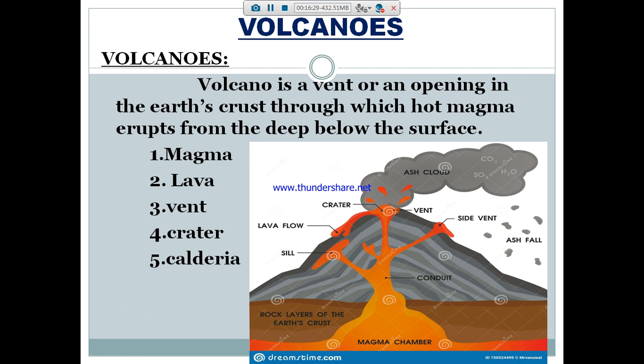After that, the top of this cone is usually marked by a funnel-shaped depression. Did you see that? It looks like a funnel. What is meant by a funnel? At home, our parents have a funnel-shaped utensil to pour out oil or kerosene. So it looks like a funnel-shaped material. This is called the crater.